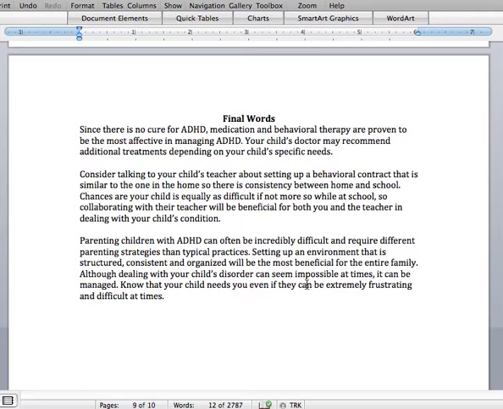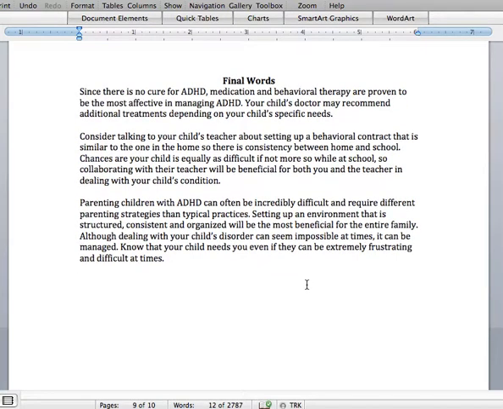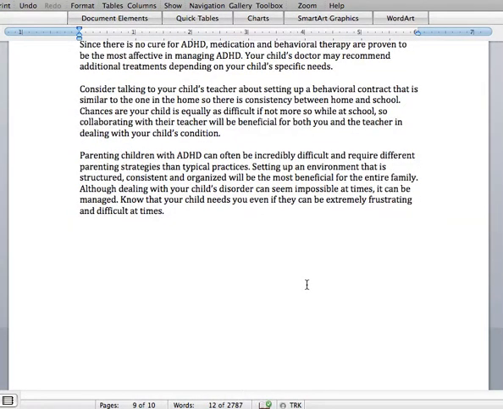Consider talking to your child's teacher about setting up a behavioral contract so there's some consistency between home and school, so that they're able to have this consistency in all areas of life. Overall, I think knowing that your child needs you, even though they can be extremely frustrating and difficult at times, is something to remember. And that's basically it.